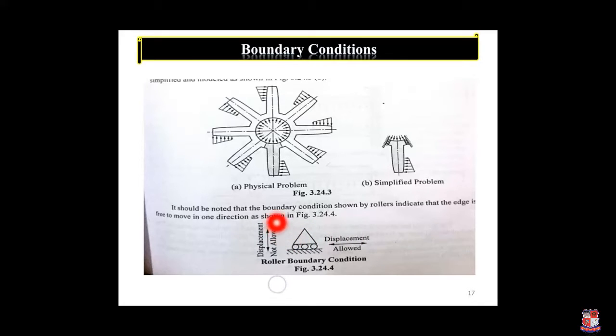So you can observe here, displacement is not allowed in this direction. It means the roller will be in this direction, displacement is not allowed, and in this direction it is free. Whatever the roller conditions are, we have to learn them properly as a roller support.